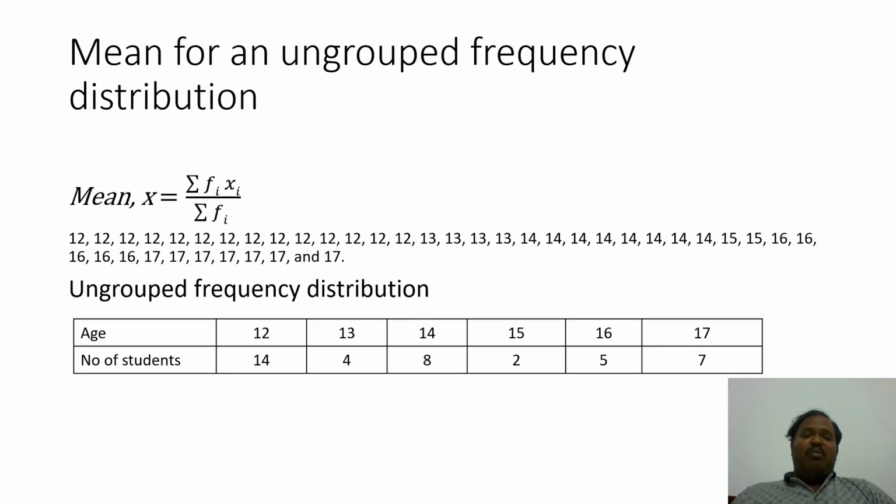Okay, moving on to the next one. When you have simple observations, for example, a minimum number of observations, it is easy for you to add them. But if the observations are more, then what do you do? There is a way where you can arrange the observations and put them in a frequency distribution. For example, the same value 12 repeats 14 times, 13 repeats 4 times, the value 14 repeats 8 times.